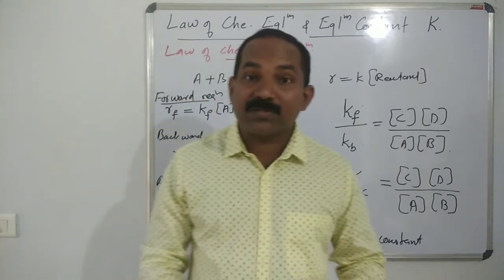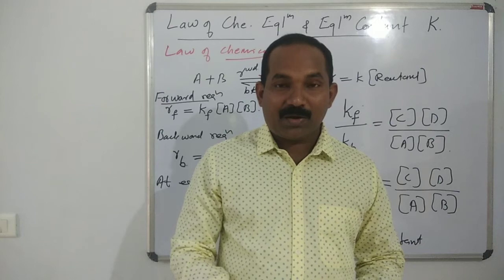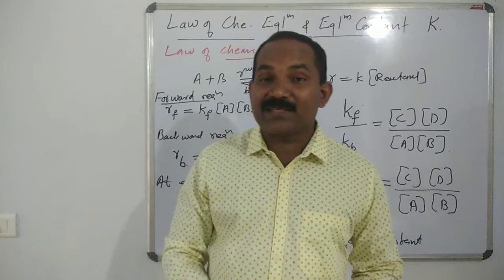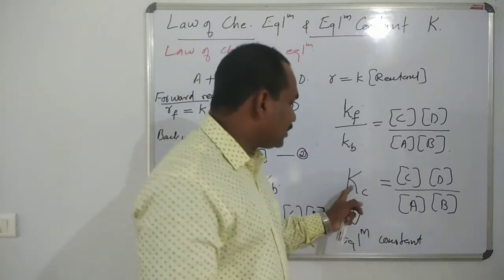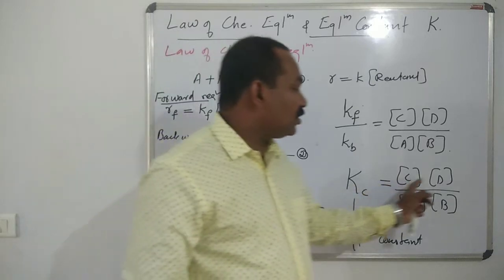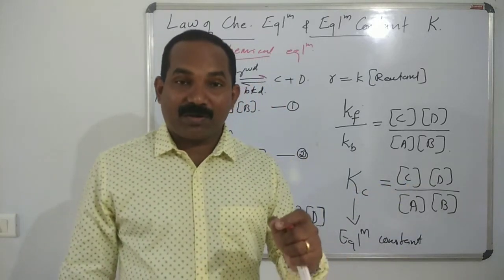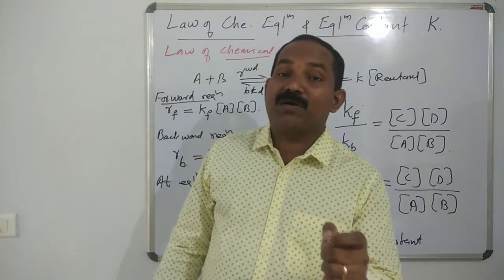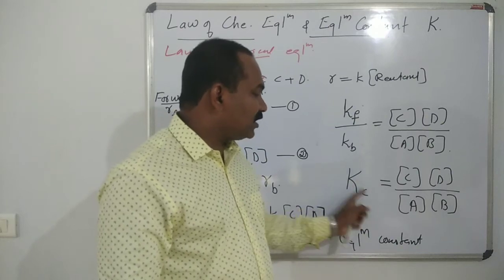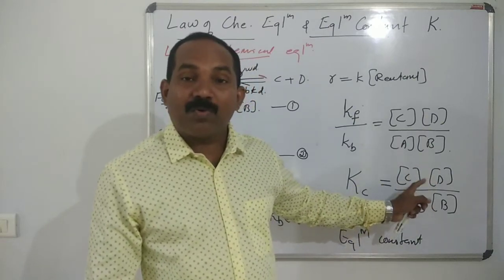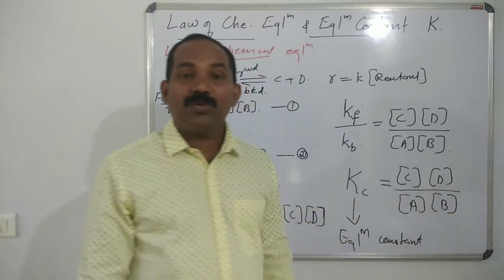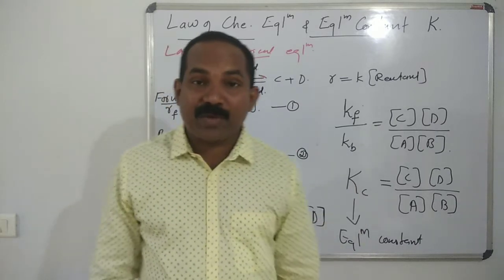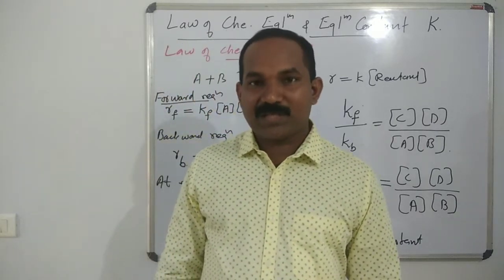When pressure comes, it is Kp. Now we consider the molar concentration, that's why we say Kc. So what is Kc? Kc is the ratio of molar concentration of products to the concentration of the reactants. It is a ratio. Kc is equal to the ratio of molar concentration of products to molar concentration of the reactants. And this is a very easy method to determine the equilibrium constant, Kc.